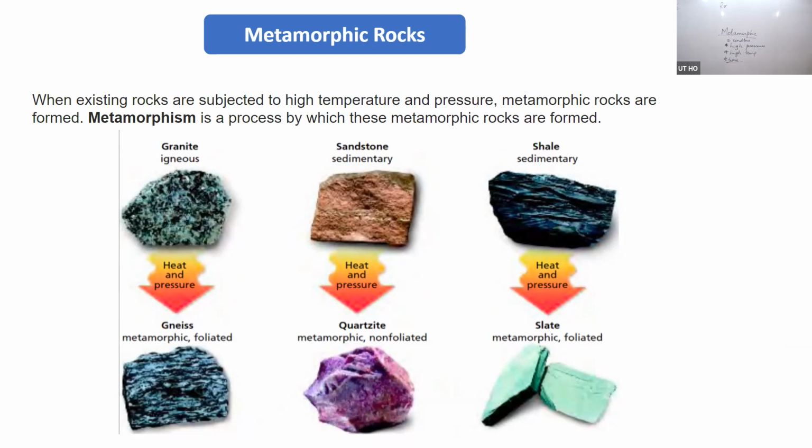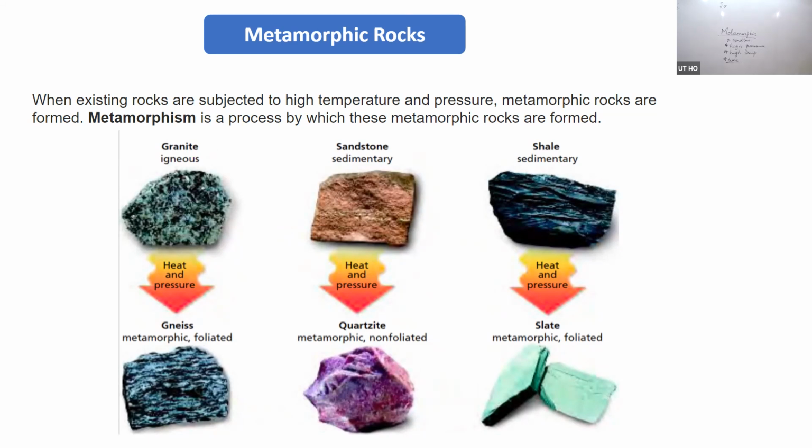You are seeing these examples. There are three examples: one is an igneous rock, two are sedimentary. Granite is an igneous rock. How does igneous form? By cooling and solidification of magma or lava. There are intrusive igneous and extrusive igneous rocks. When lava comes to the surface it solidifies above; intrusive are below and extrusive are on the surface.